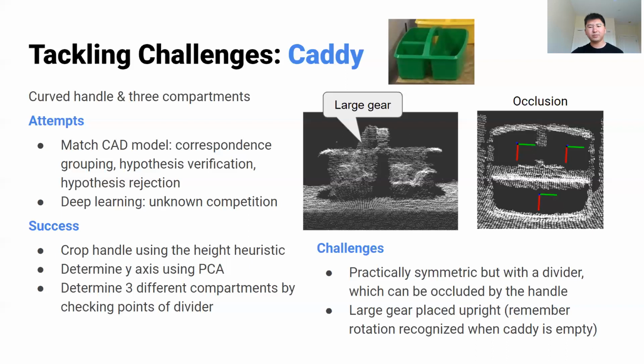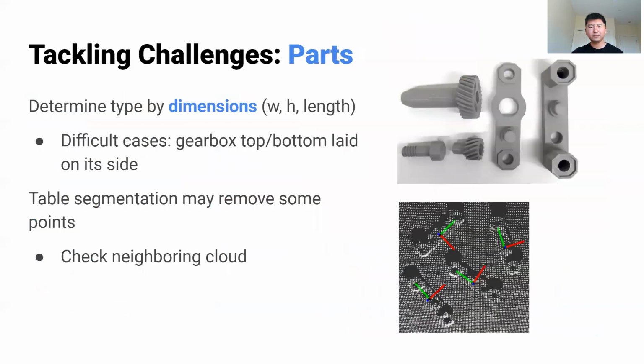To determine the compartment, we check the number of points of the divider area. The challenges here are that the caddy is practically symmetric, but with a divider only on one side, which can be easily occluded by the handle. Also, when a large gear is placed upright, it merges into the handle in the point cloud. We solved this by remembering the rotation that was recognized when the caddy was empty.